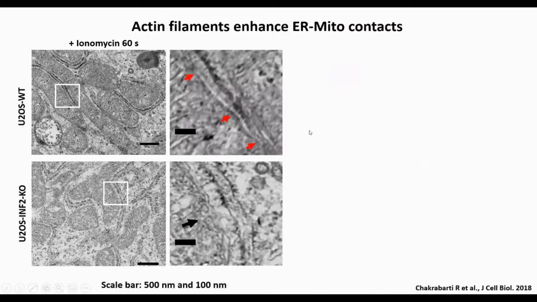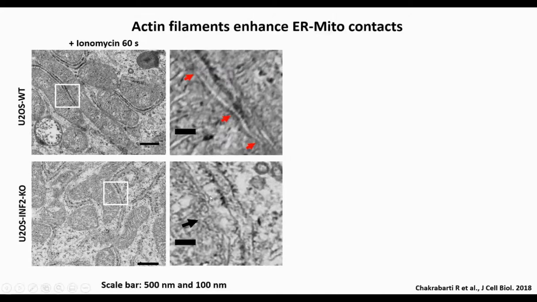To answer this, we did some thin section EMs. What you see here is wild-type cells treated with ionomycin for about a minute, which is supposedly the peak of the actin filaments, and the same treatment done in the knockout cells. Readily, what you see is in the wild-type cells, the ER is labeled over here, and the mitochondria seem to be tightly bound to each other. But in the knockout cells, the ER and mitochondria are pretty much far apart from each other, as zoomed in here. What you can see is the ER is over here, and these are the two mitochondria with the cristae, and they form these close contacts pretty much in the wild-type cells.